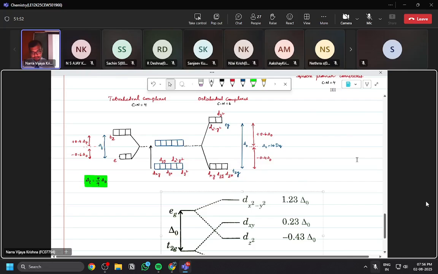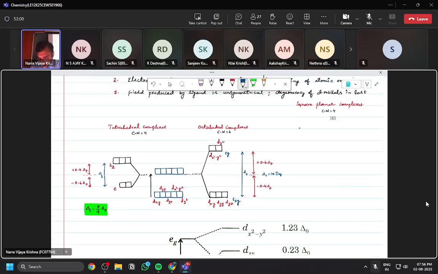Okay, I understood, I have to write. So this dx square minus y square I am writing here. Then what do I have to write? dz square here, can I write? I will write dz square here. This is dx square minus y square, this is dz square. What about dxy? Are the responses correct or not? And what about here? The remaining, both dyz and dzx.